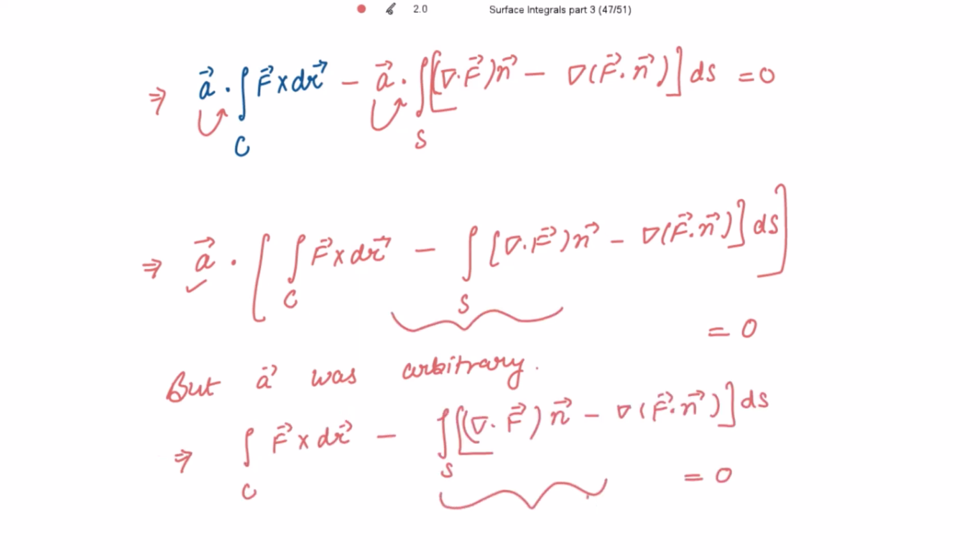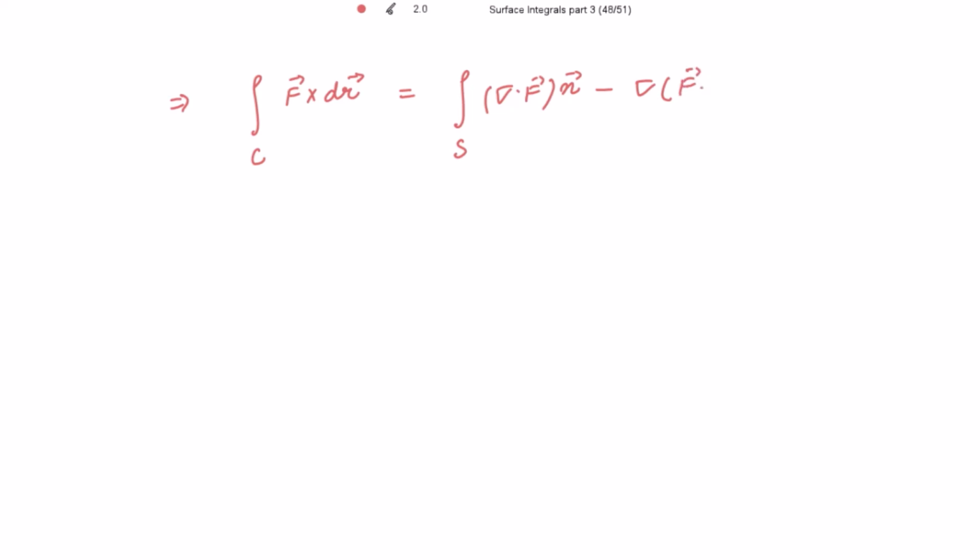Taking this surface integral to the right hand side, this implies the line integral of cross product of f vector with dr vector is equal to the surface integral of divergence of f vector multiplied with n vector, minus del operator into the dot product of f vector with n vector ds. So we have shown this line integral is equal to this surface integral. So this is the second corollary of the Stokes theorem. Okay, thank you.